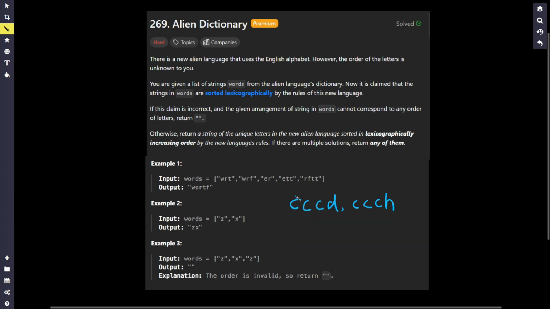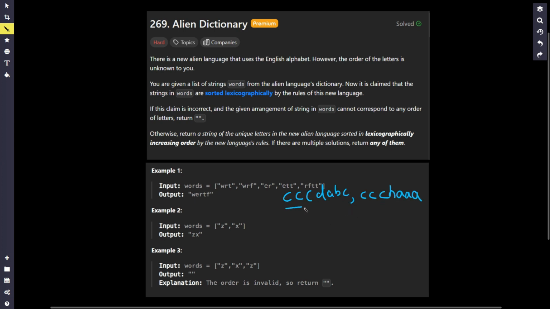Let's look at another example. We know that CCCD is above CCCH because we don't care about the first three letters, since they're all the same. The order between those two words is determined by the difference at the fourth character, because D is above H. There's another example where one word is above the other because we don't care about the rest of the characters behind the first different letter.